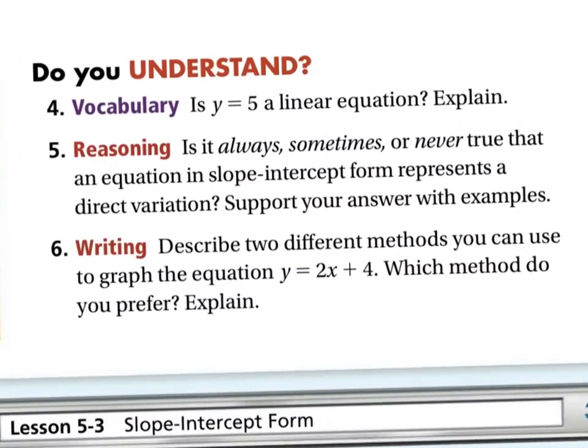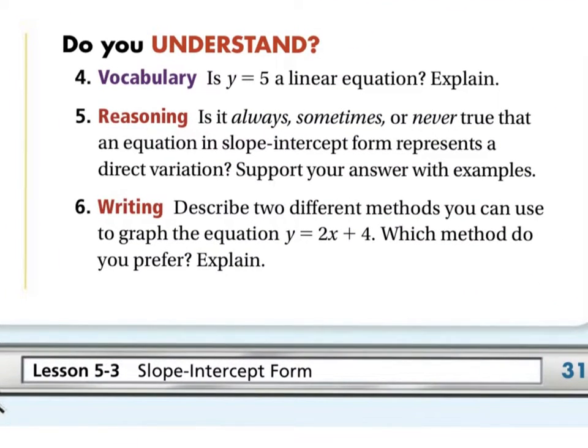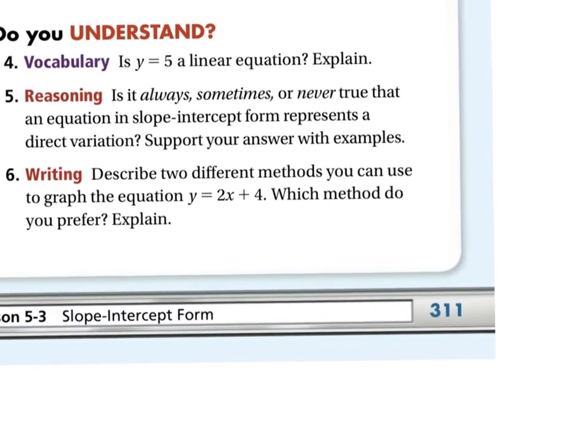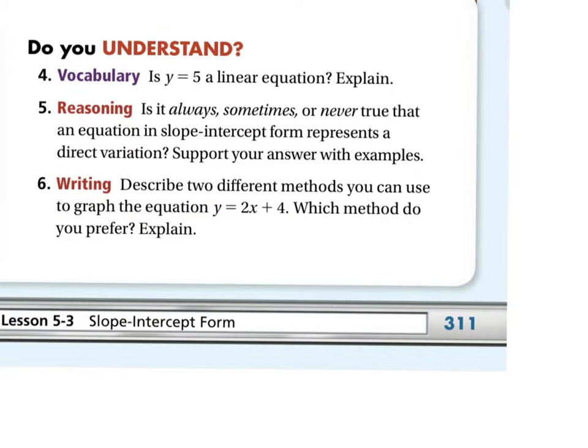On the lesson check, if we look at number 4, it asks, is y equals 5 a linear equation? So y equals 5 is a little bit different look, because something's missing we normally see, the x. There's not an x there. What we could do, though, is put the x in there. What number would we have to put in front of the x, though? A 0. Good. Because if we take 0 times something, we're going to get 0. So y equals 0x plus 5.